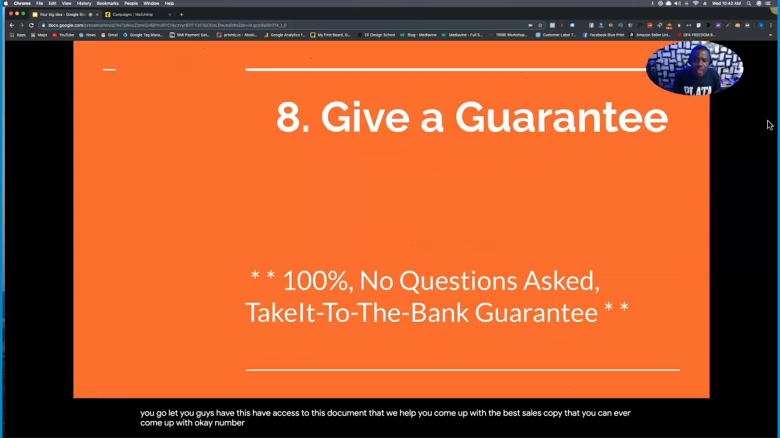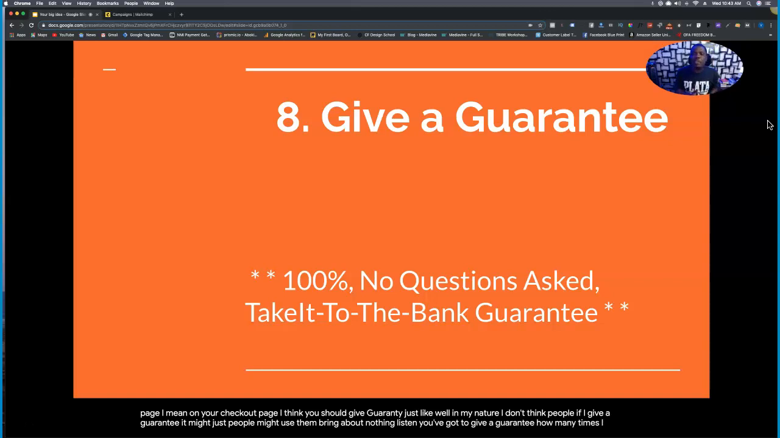Okay, number 8, give a guarantee. I was talking to one of my clients and I said, on your sales page, on your checkout page, I think you should give a guarantee. She was like, well, in my niche, if I give a guarantee, people might use it and bring it back. No, listen, you've got to give a guarantee.